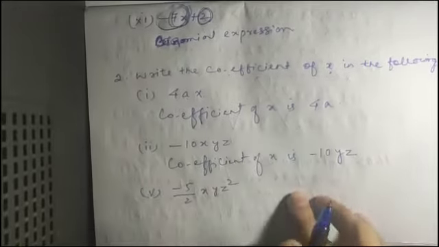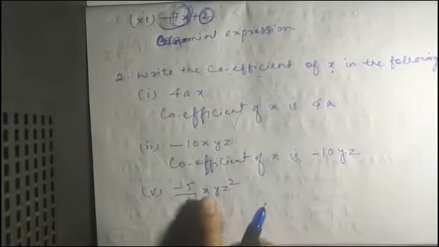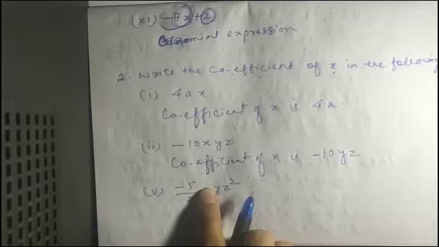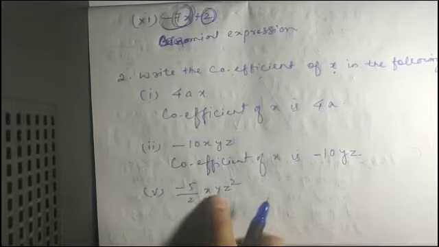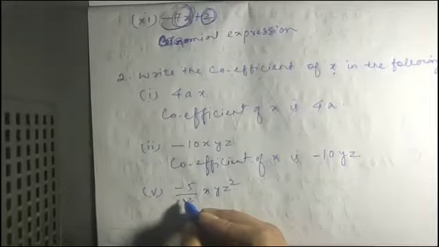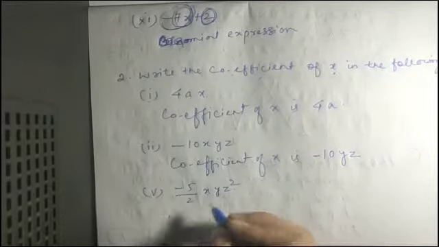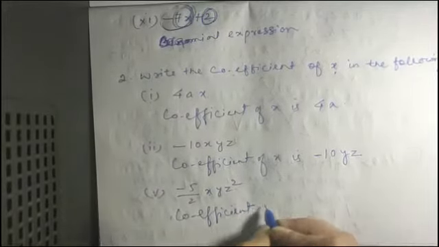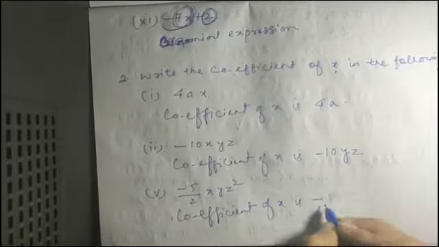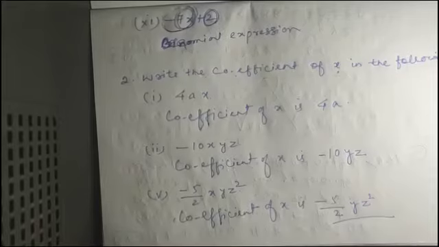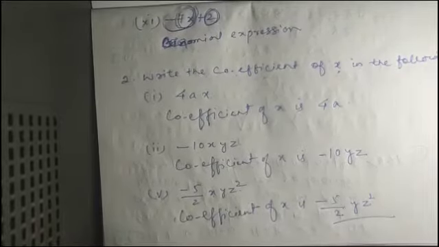Let's see number 5. Here the coefficient of x will be what? If I omit the x from this term, then what is remaining? Minus 5 by 2 yz square, right? So that is the coefficient of x. That means the remaining multiplied terms, the factors. So the coefficient of x is minus 5 by 2 yz square. Done. So this is how we got the coefficient of x in question number 2. Let's see the next question.